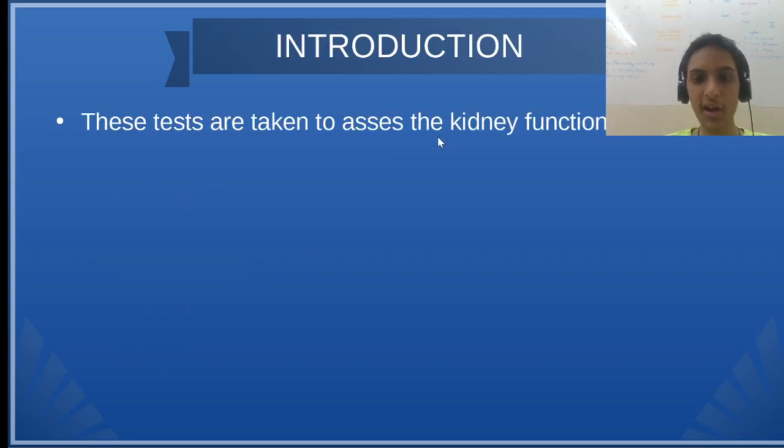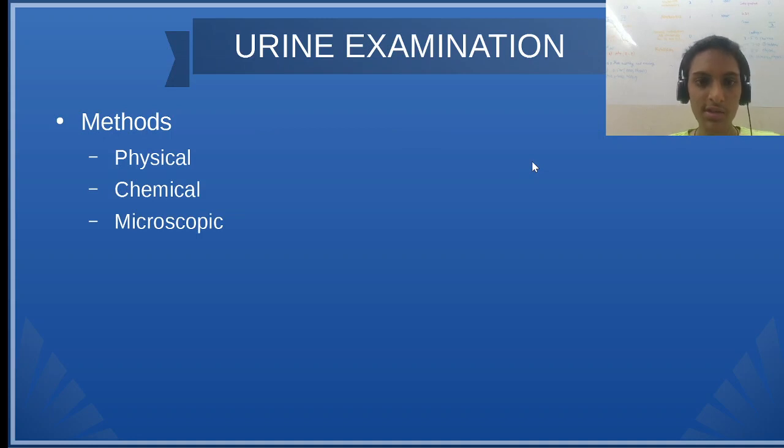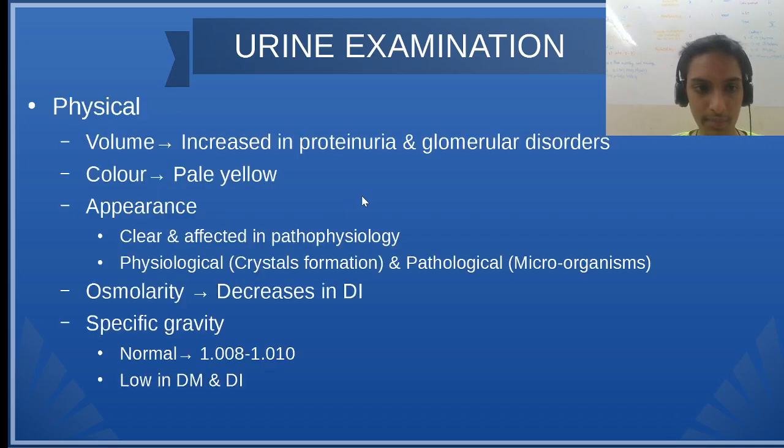So this renal function test, renal is what? Kidney. So it will assess the kidney functions. So we'll see three methods now, the physical, chemical and the microscopic for urine examination. So physical mainly deals with volume, color, appearance, osmolarity and specific gravity.